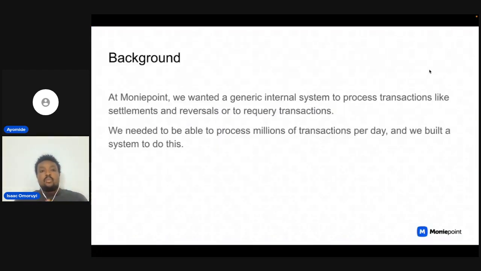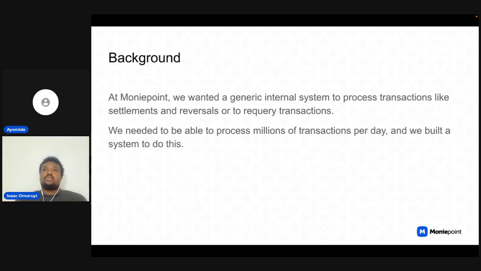At Moniepoint, we were trying to build a generic internal system to process transactions. When I'm talking about transactions here, I'm talking about transactions like settlements, reversals, or some transactions that required some form of query. We needed this to be able to scale and to process millions of transactions per day. Because obviously we're a growing company, and over time we need to process a lot more transactions.